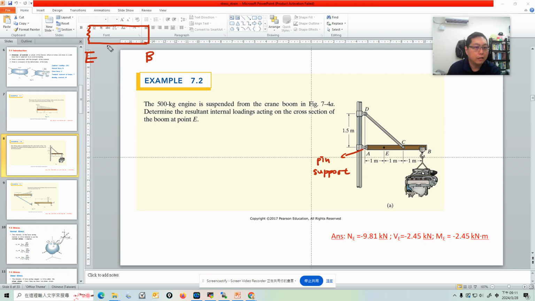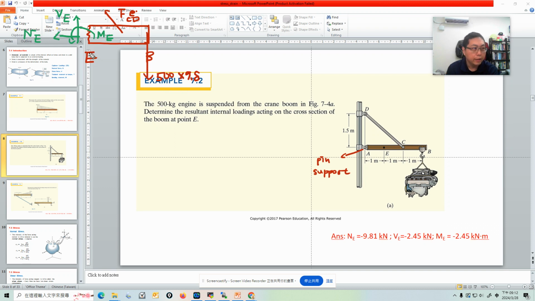Here is a force FCD. And at the section E, we assume there is a normal force, shear force, and moment at E. The engine here is 500 kilogram, but actually it's a mass, it's not a force. If a mass is transferred to force, it is times 9.8, so that's a force.